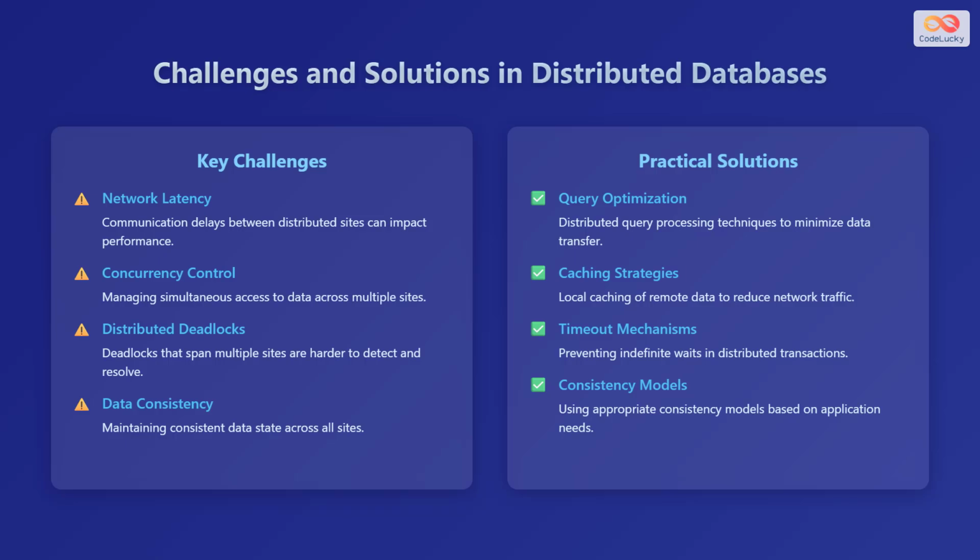Fortunately, there are several practical solutions. Query optimization techniques can minimize data transfer. Caching strategies, such as local caching of remote data, can reduce network traffic. Timeout mechanisms can prevent indefinite waits in distributed transactions. And using appropriate consistency models can help maintain data integrity based on the application's needs.